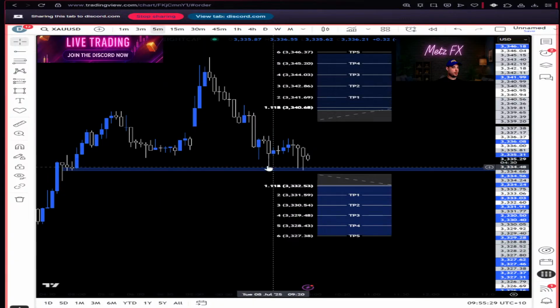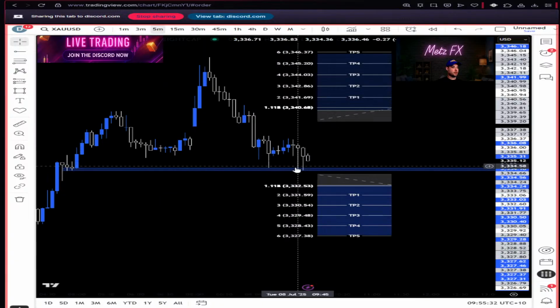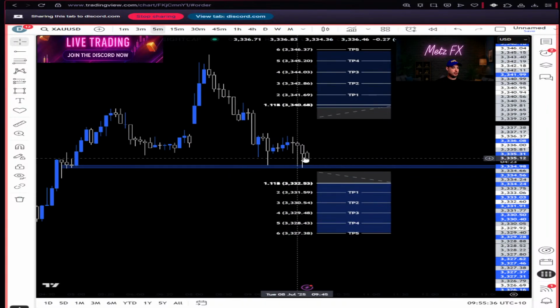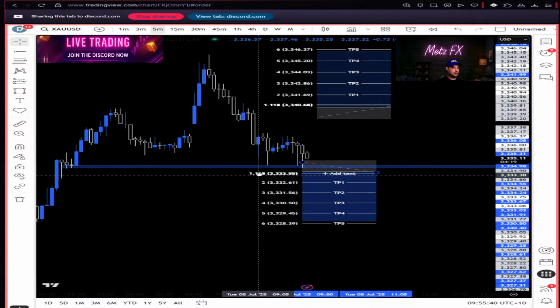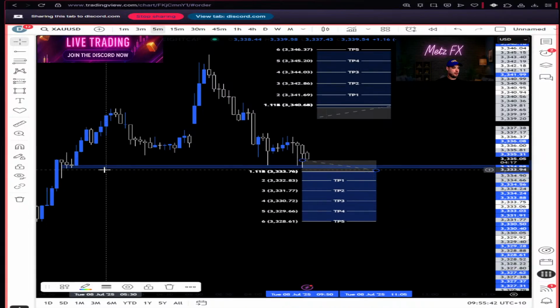So we've come in, we've respected this level here. We've come back, we've respected it again. We've come back, we've respected it 3 times. So if this candle doesn't break through on the open, I'll be happy to go something like this, all depending what this next candle does.